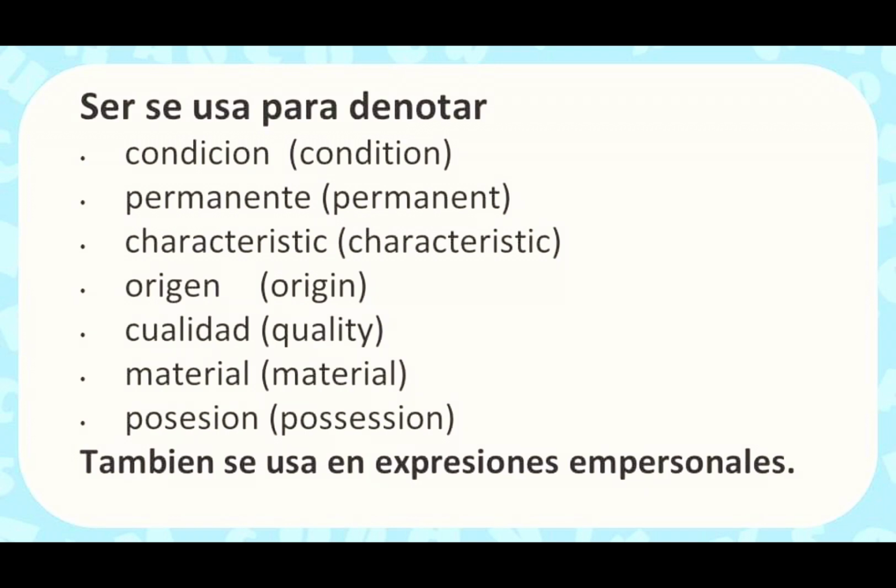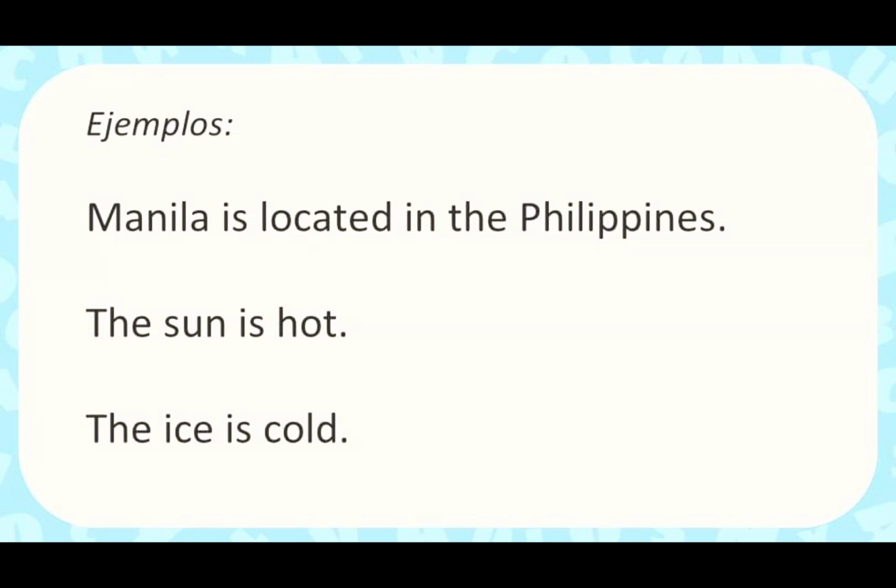The verb ser, of the verb to be, is used to denote permanent condition, characteristic, origin, quality, material, and position. It is also used in impersonal expressions and expressions of time. When we say that the condition, characteristic, origin, quality, etc. is permanent, it means it doesn't change over time. For instance, Manila is located in the Philippines. The sun is hot. The ice is cold, etc.